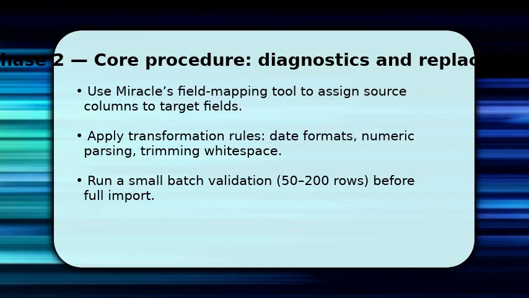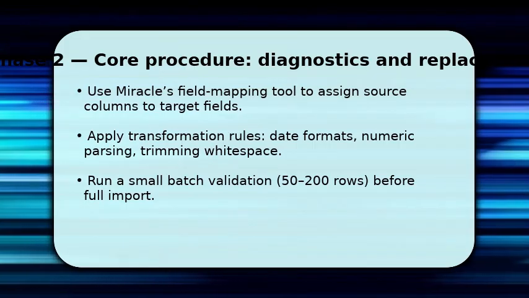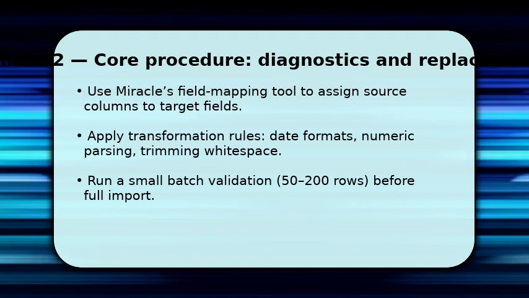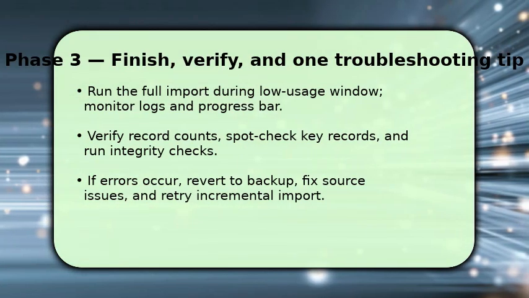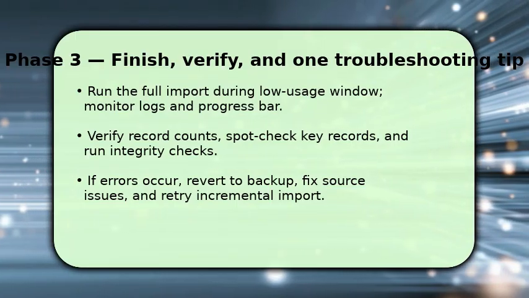Once mappings are set, run a small validation batch of 50 to 200 rows to detect type mismatches and key conflicts. This gives quick feedback. If errors appear, adjust mappings and transformations, then repeat until the sample validates cleanly. You should execute the full import during a low-usage window and watch Miracle's progress indicator and logs for warnings.